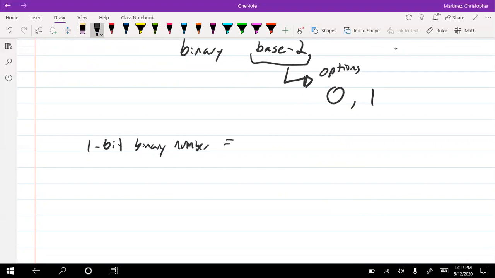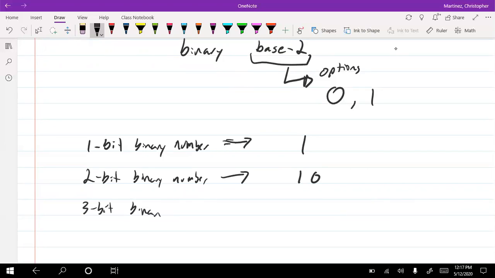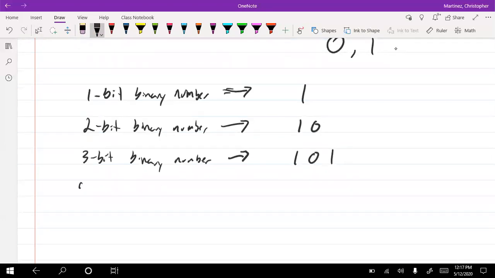So that might be something just like 1. Maybe we have a 2-bit binary number. And this 2-bit binary number might be 1, 0. Maybe I have a 3-bit binary number. And that 3-bit binary number, maybe that's 1, 0, 1. Maybe I have a 4-bit binary number. And that's 1, 0, 0, 1.